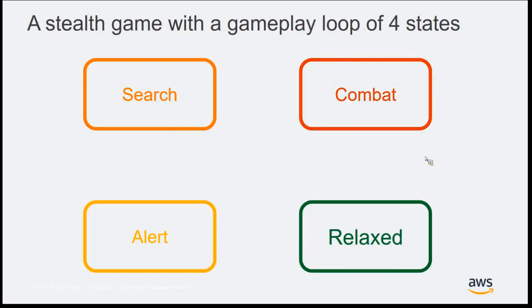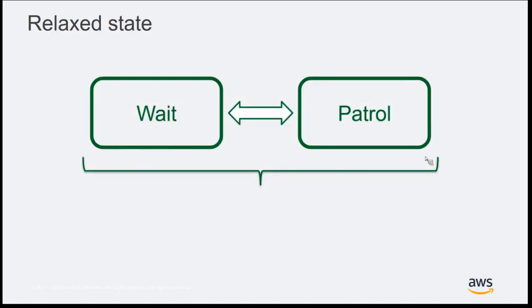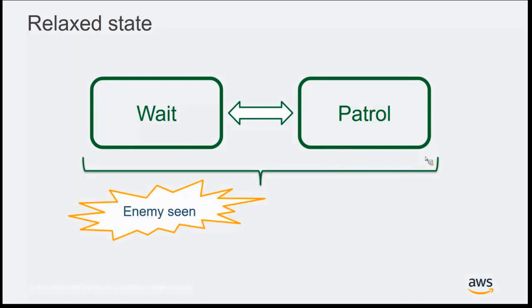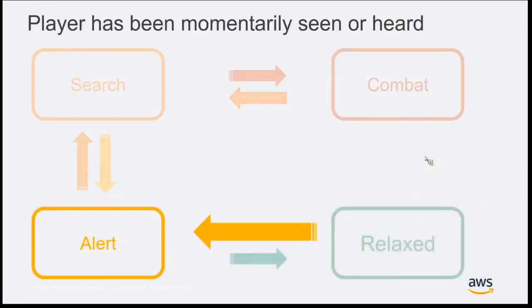And a combat state, they know where the player is, or at least they think they know where he is, and they are attempting to kill him. There will be transitions between all those states that we also want to communicate to the player so that he's aware of what's going on. So for example, in the relaxed state, the enemies will be going from wait and play an idle animation to patrolling. And if ever the enemy is seen or heard, we will transition to the alert state.